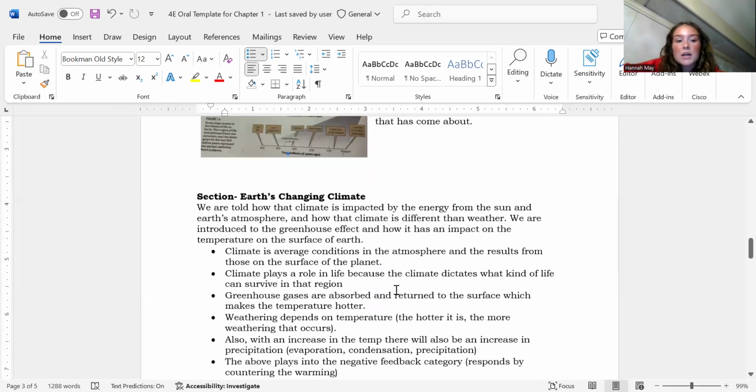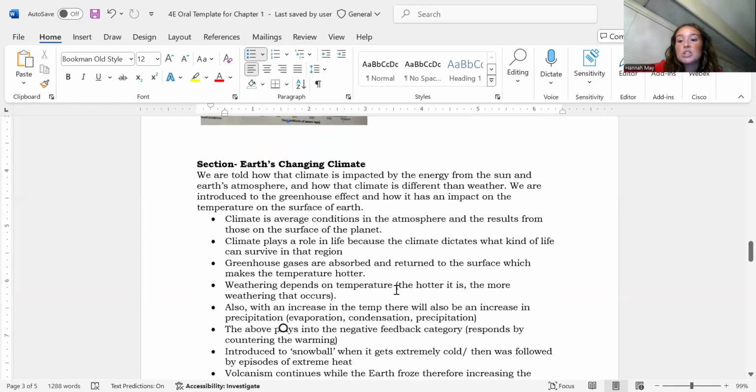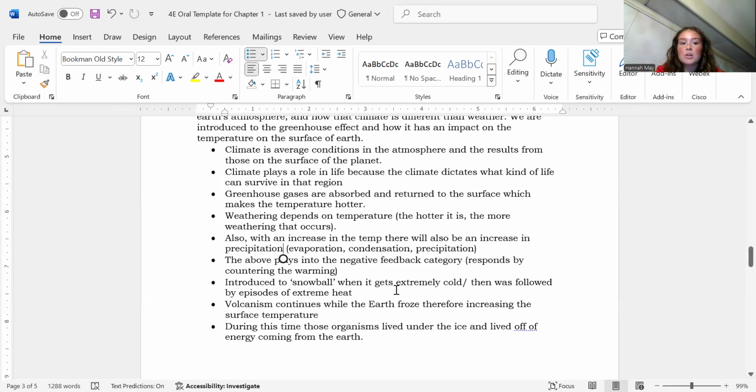The next section is Earth's changing climate. This one talks about how climate was impacted by the energy from the sun and Earth's atmosphere, and how climate is different from weather. We're also introduced to the greenhouse effect and how it has an impact on the temperature on our Earth, on the surface, where we are.